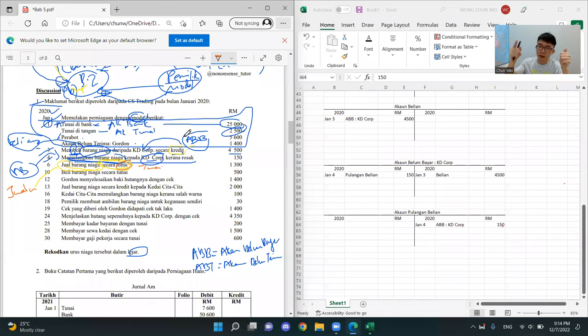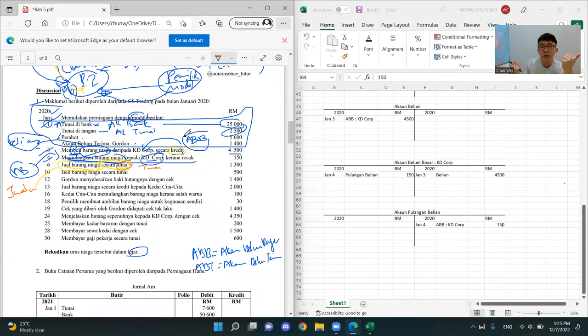When you do niaga, when you sell anything, I don't know what you want to sell. You want to sell shirts. You sell your shirts to your friend. When you sell, what do you expect? You terima wang from your friend. You receive money from a friend, right? You sell, you receive money lah.